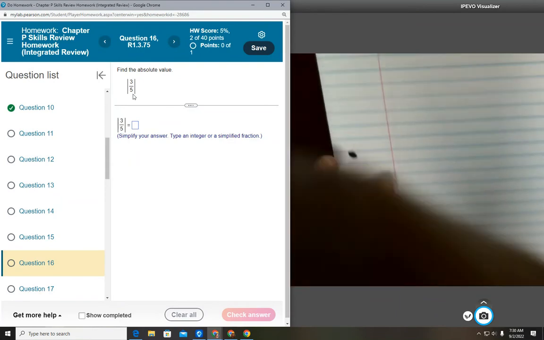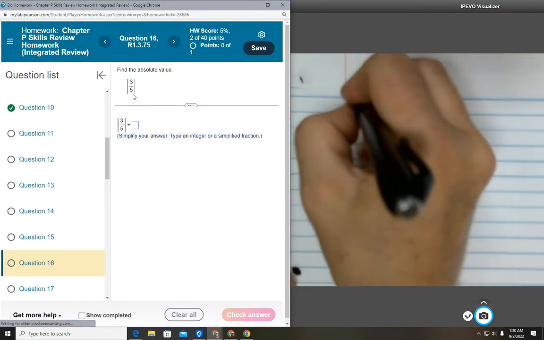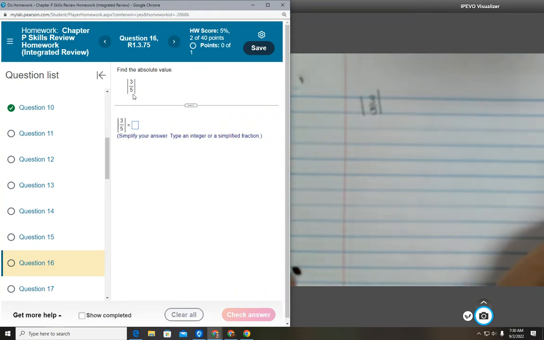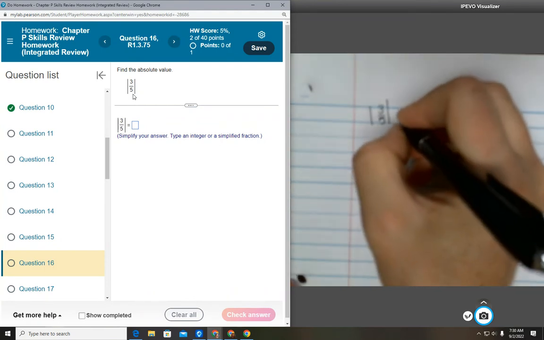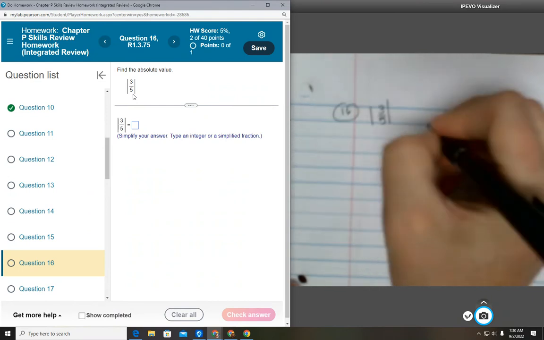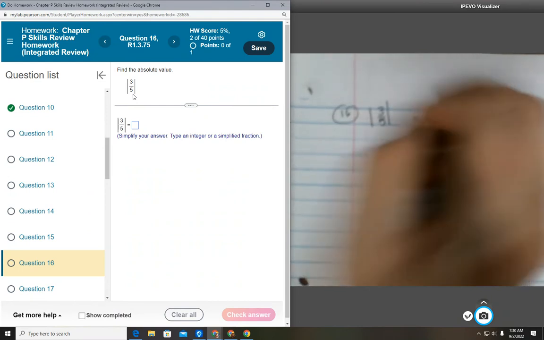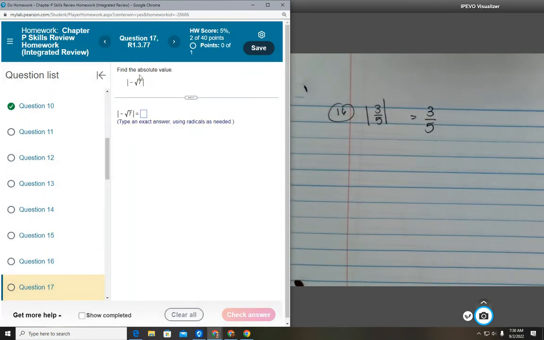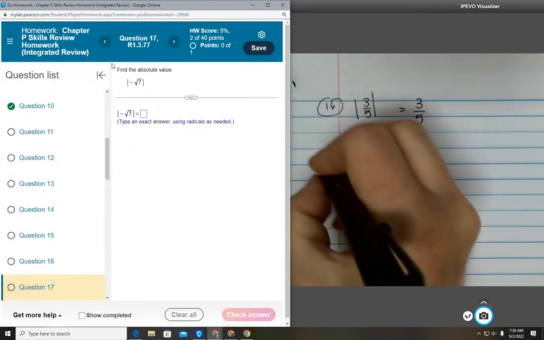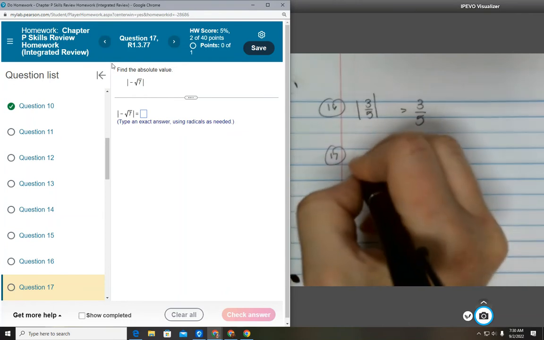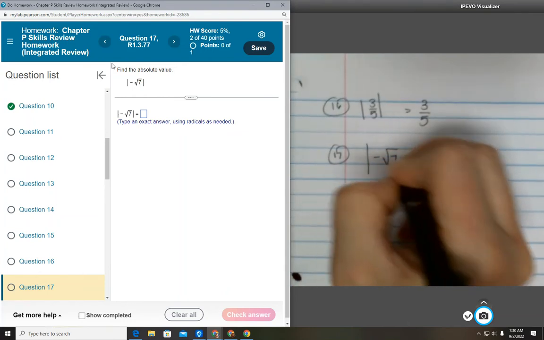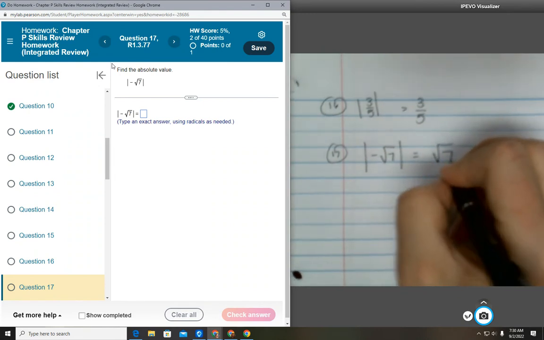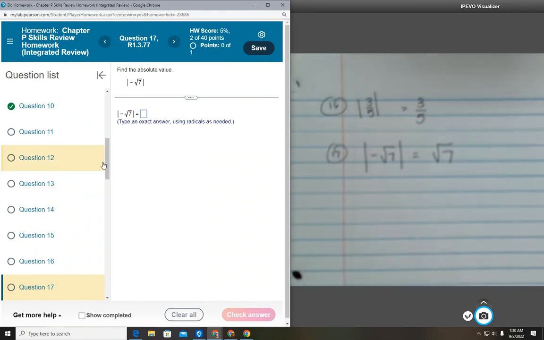Absolute value represents distance. So anytime you take an absolute value, you just write it as the positive of that number. So it'd just be 3/5. The absolute value of negative square root of 7 you would just change to its positive, square root of 7.